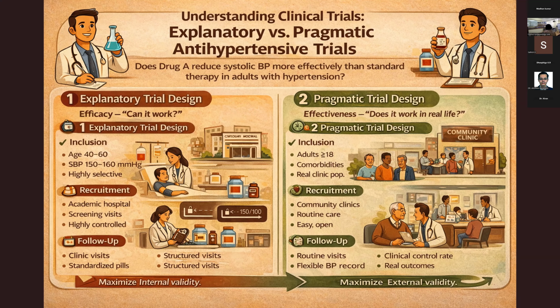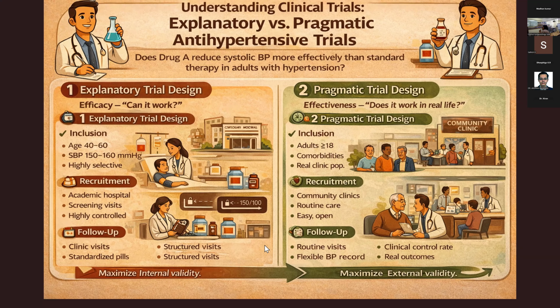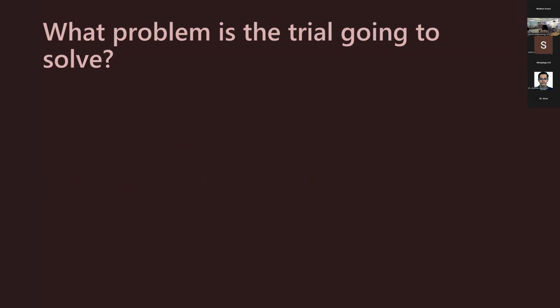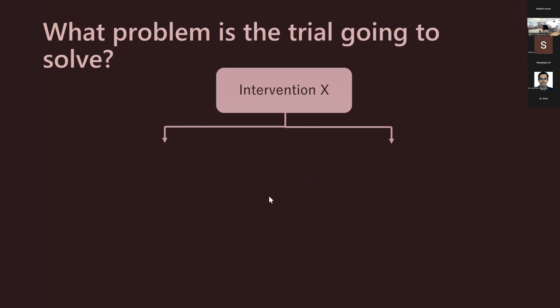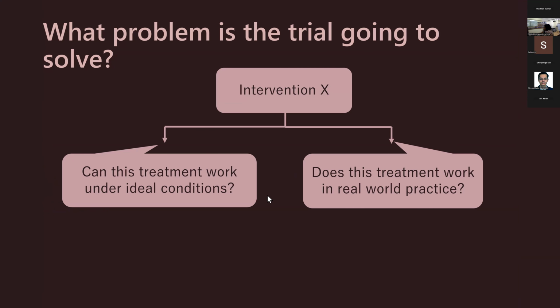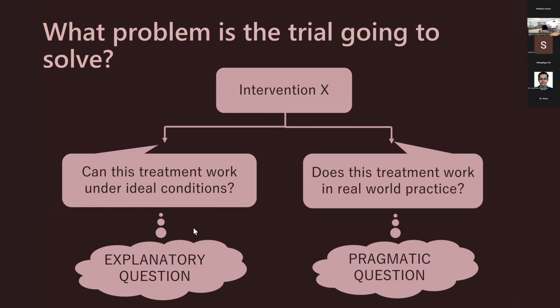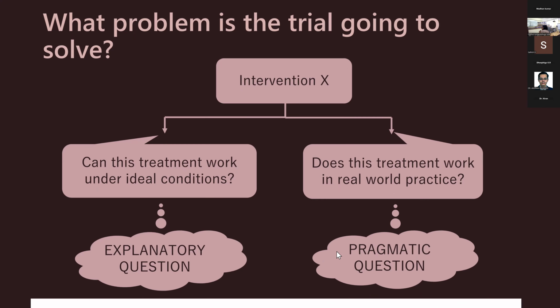Whereas when you look at the pragmatic design, this is closely mimicking a real world scenario. Actually, it includes the real world noise. So there is more generalizability and external validity as such. So first, for any intervention X, we ask, can this treatment work under ideal conditions? This is more of an explanatory question. Does this treatment actually work in real world practice? This is a pragmatic one.